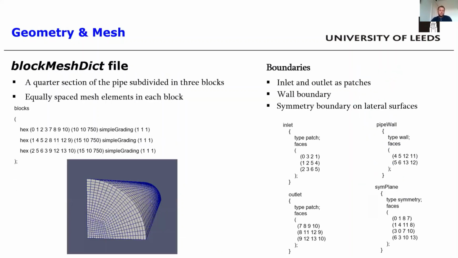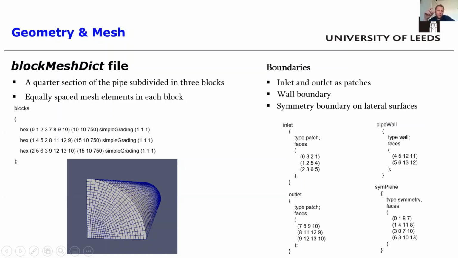Okay, so let's start with the setting up of the case, from the geometry and the mesh. The geometry and the mesh were done using blockMesh. What I've done is essentially create a 1/4 section of that pipe. And to be able to do a good structured mesh, I've divided that pipe in 3 blocks. One small in the center, and two round portions on the outside.